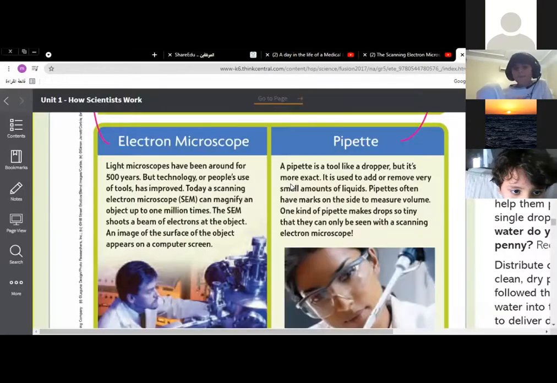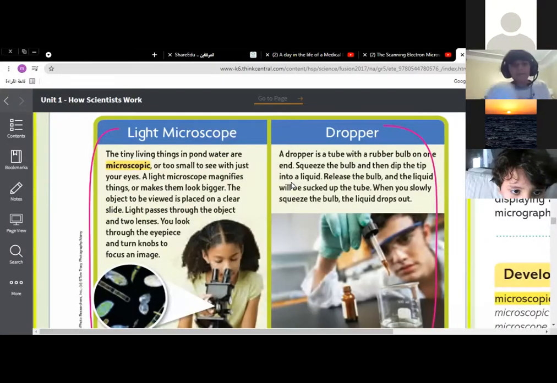Amjad, some tools in the lab, like dropper. What is dropper? A dropper is a tube with a rubber bulb on one end. Squeeze the bulb and then dip the tip into a liquid. Release the bulb and the liquid will be sucked up the tube. When you slowly squeeze the bulb, the liquid drops out.